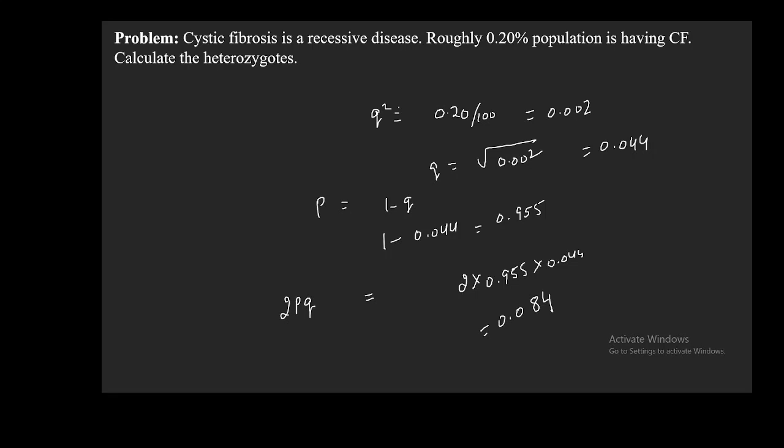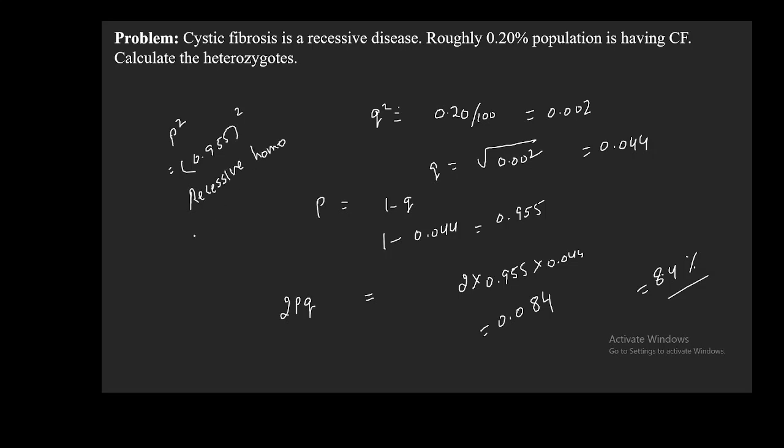Okay, so these are going to be the heterozygotes, and if you want to calculate the percentage, it will be 8.4%. So that's how you can calculate the number of heterozygotes. You can also calculate the number of homozygotes, which will be p square, which will be 0.955 square. You can also calculate the number of recessive homozygotes, which is q square.